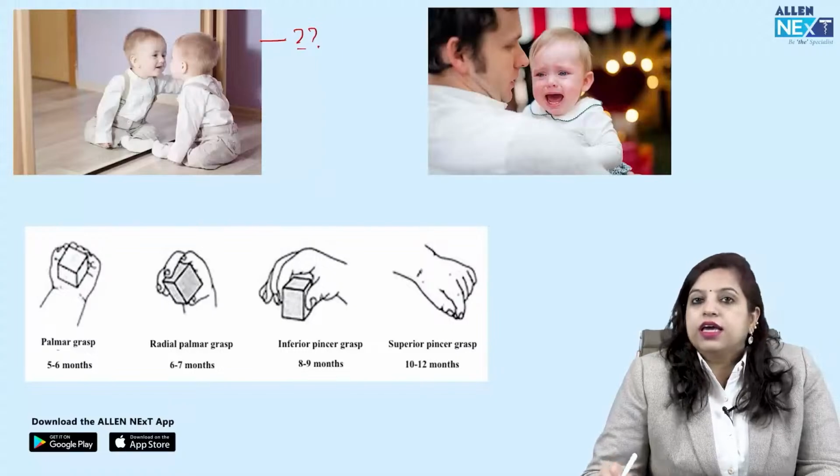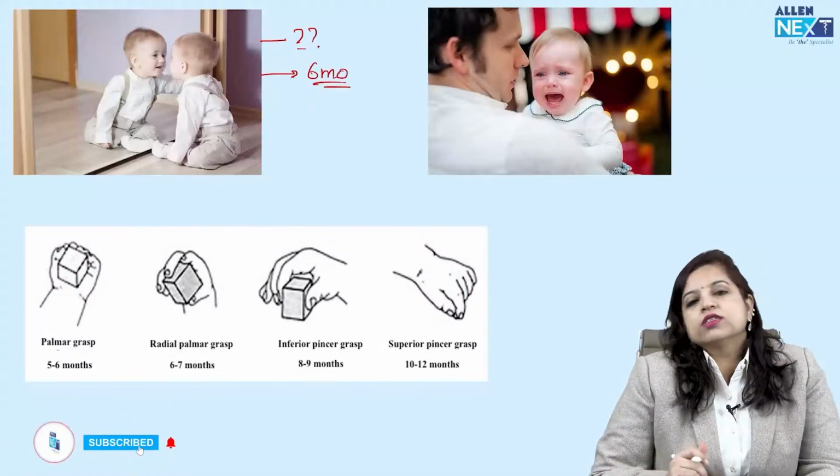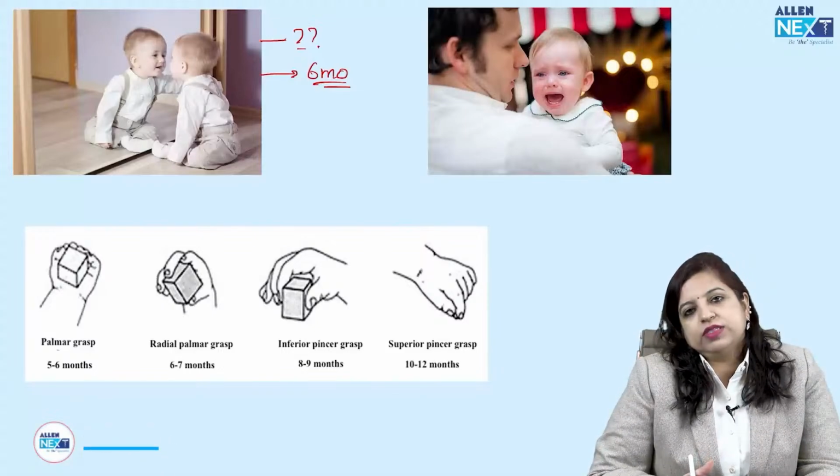Then what is the approximate age of this child? Tell me this. Yes, you are correct. The answer is 6 months. The child watches his mirror image and smiles. So that comes at 6 months.